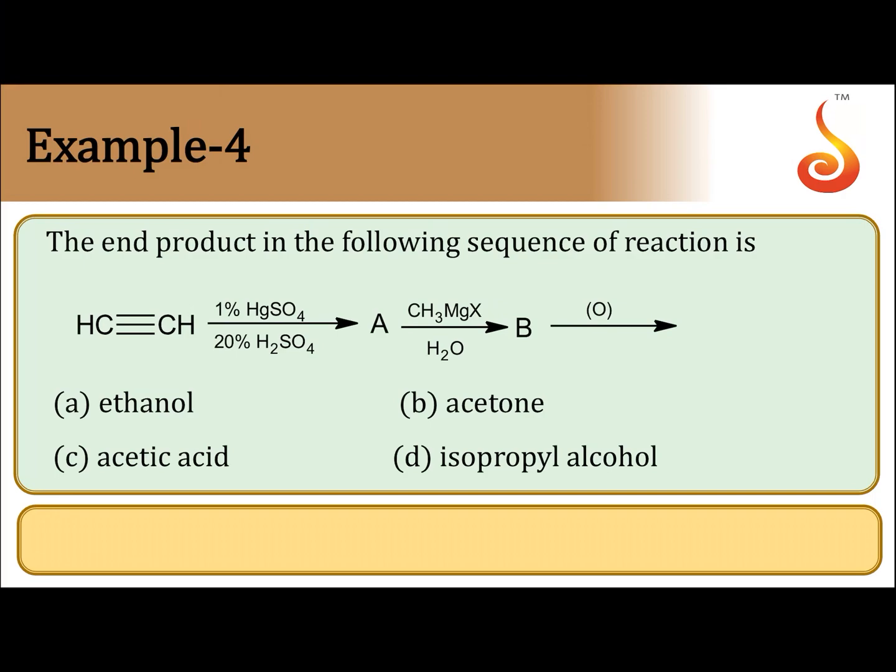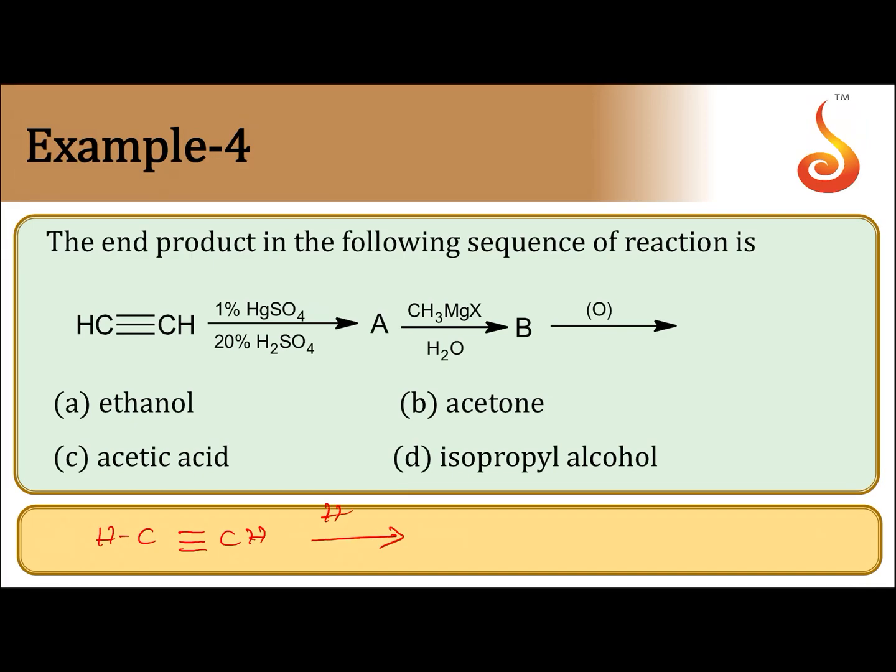The end product in the following sequence of reactions is... The first compound is alkyne. What is there on the arrow? HgSO4 and H2SO4. So alkyne, when HgSO4 and H2SO4 is there on the arrow, it is hydrolysis. After hydrolysis you will get enol, which tautomerizes to form aldehyde.